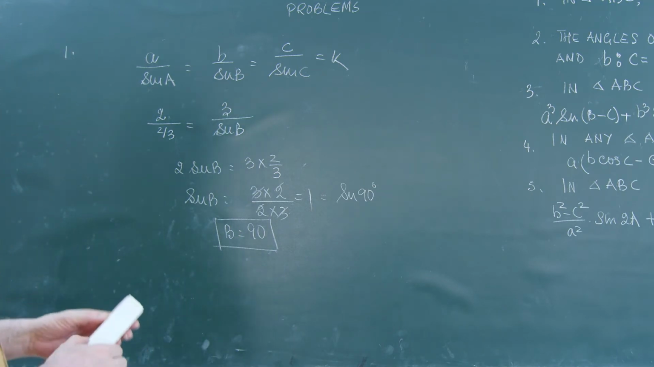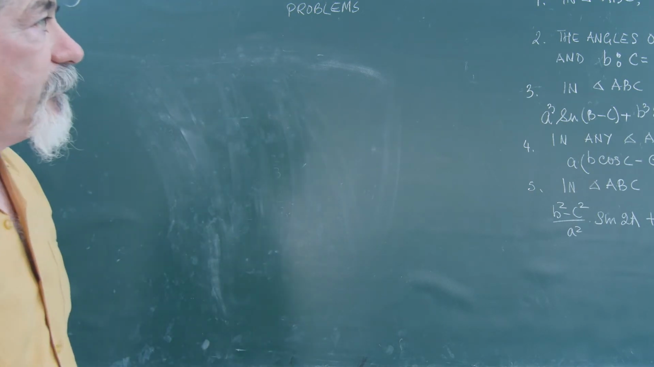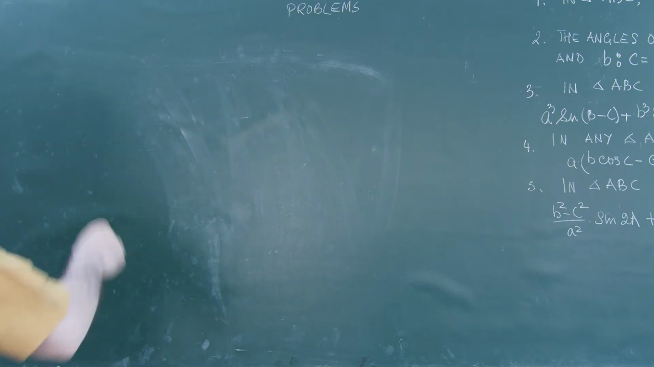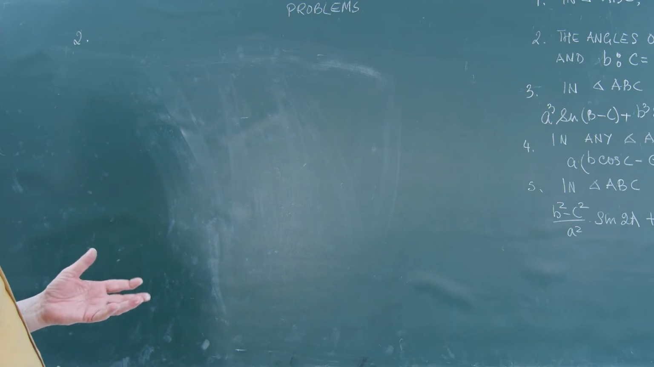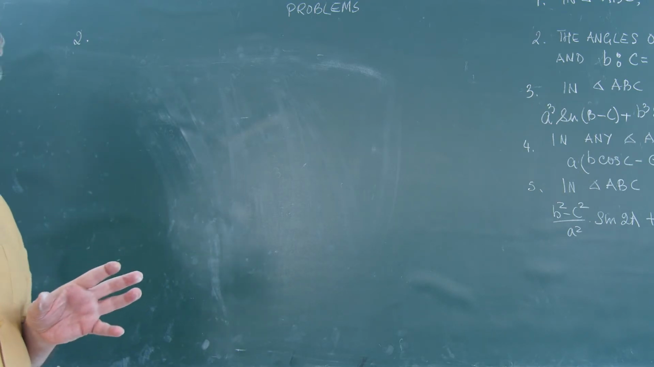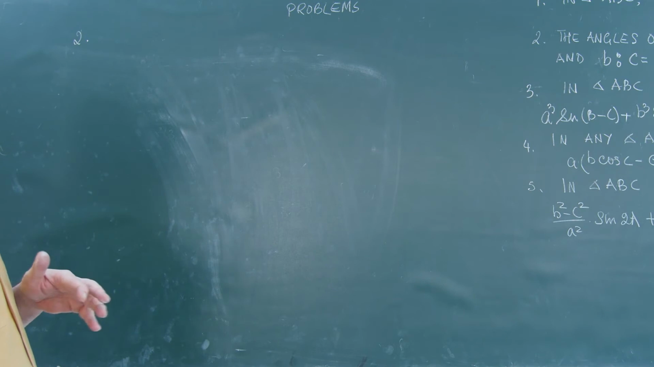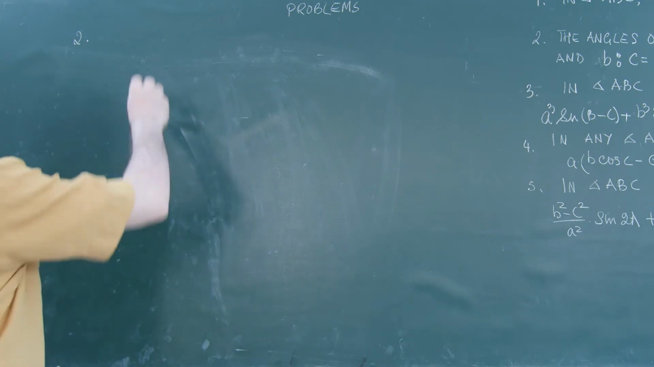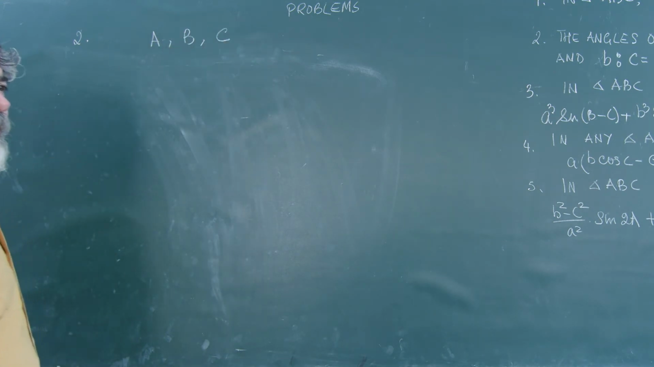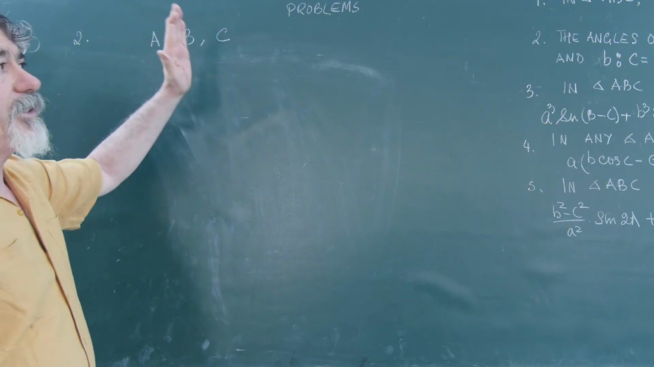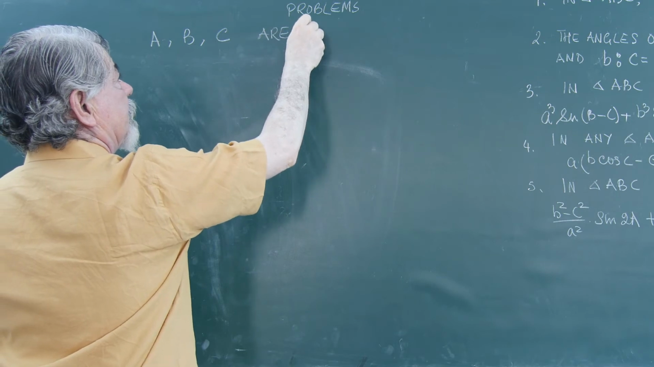Now let us see the second question, in which the angles of a triangle are in AP. You have already read AP in standard 10. AP means the difference between any two consecutive terms in the series or sequence is constant. Say A, B and C are the three angles, and they are in AP. It is given that the angles of the triangle are in AP.